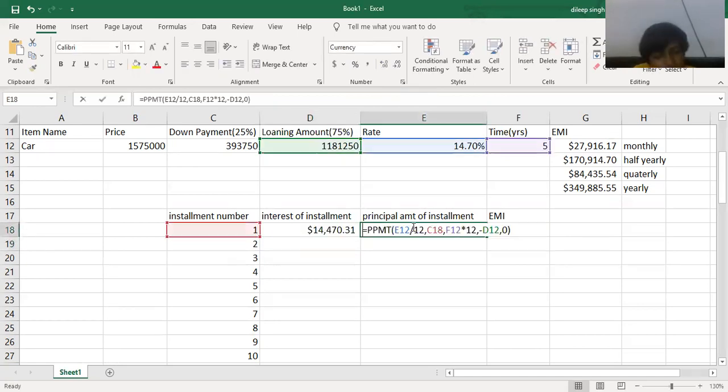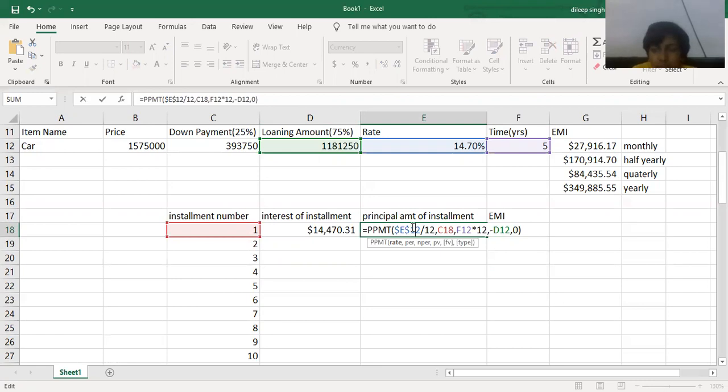Just see there. Again, we do the same process with that. Just press the dollar symbol, and again we use the dollar symbol and leave it, because it will change according to the installment numbers. And here we use the dollar symbol again to fix the cell, and here we select and do the same process to fix the cell.